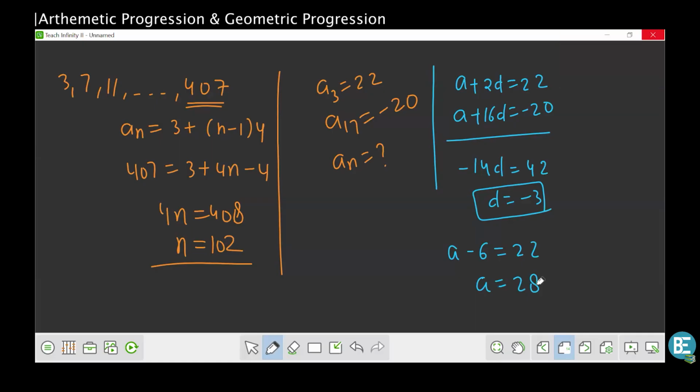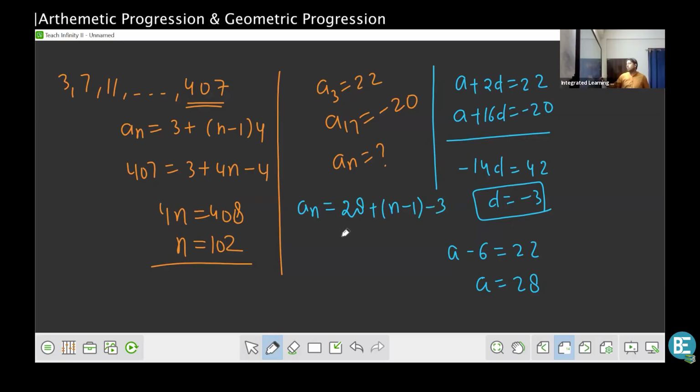Yes. Okay. Now we need to find the nth term, an. So what will be an? Just put the values in a and d. So a is 28 plus n minus 1 here and d is minus 3. Just simplify it. So it will be 31 minus 3n.